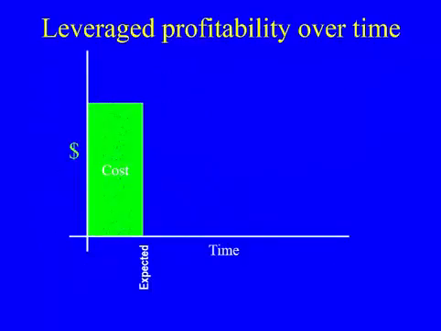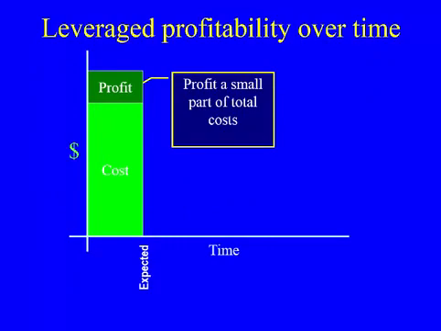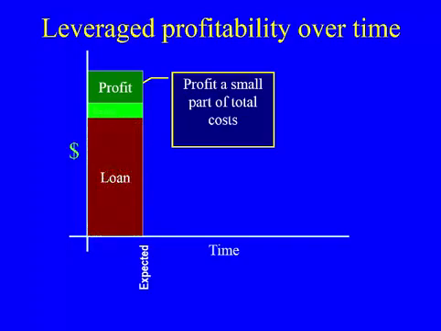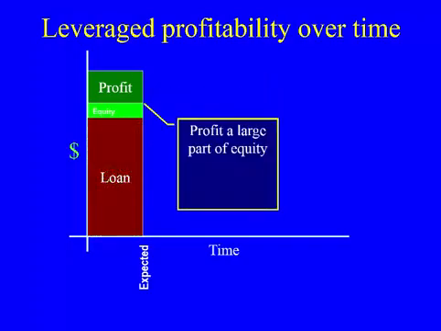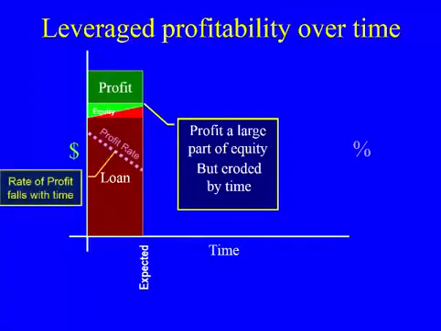This is illustrated in this diagram of the way that leveraged profitability behaves over time. What we can see is that the amount of profit which is made in a development is relatively modest compared to costs. However, once debt finance is used, the equity becomes a very small part of the overall capitalisation of the development, which means that profit can become a very large percentage of equity. This means that fundamentally debt finance magnifies the rate of profit quite considerably.